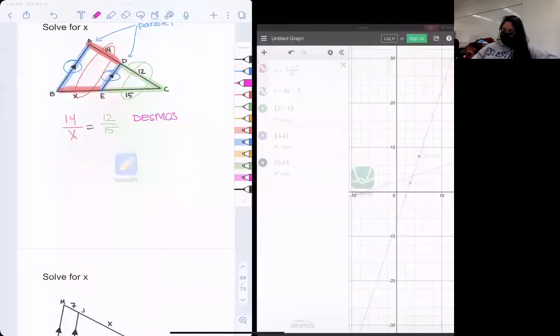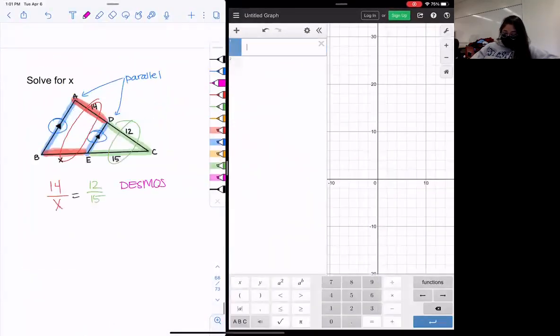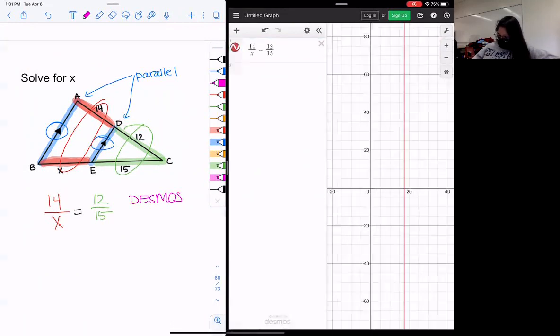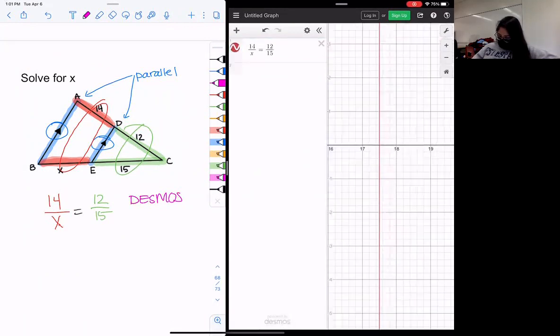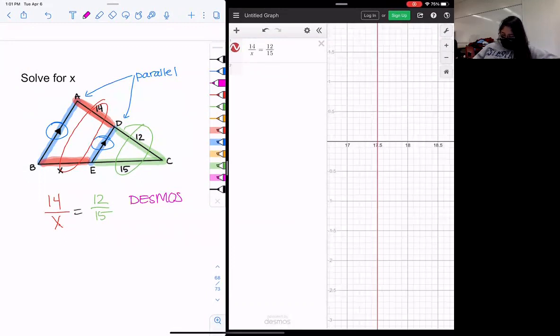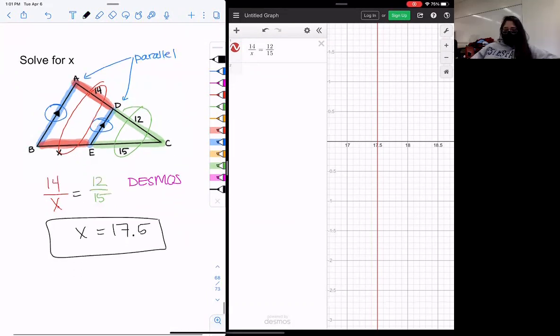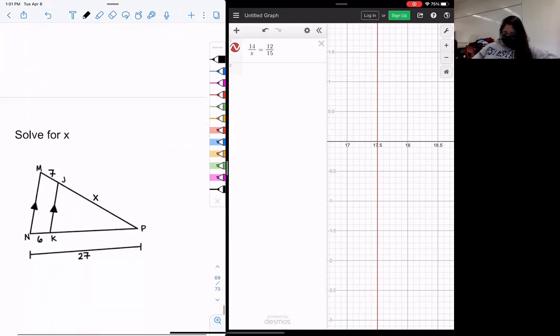All right, we're going to pull out Desmos. We're going to do another one of these. It's a little tricky because it's not like the other ones we're used to seeing, and I think I explained it really badly. 14 over X equals 12 divided by 15. And that gives us 17.5. So my answer is X equals 17.5.